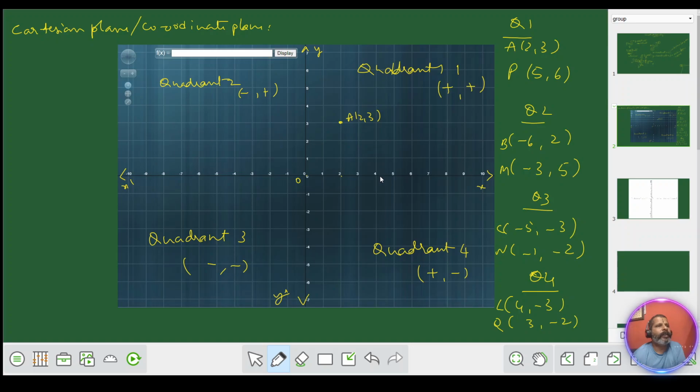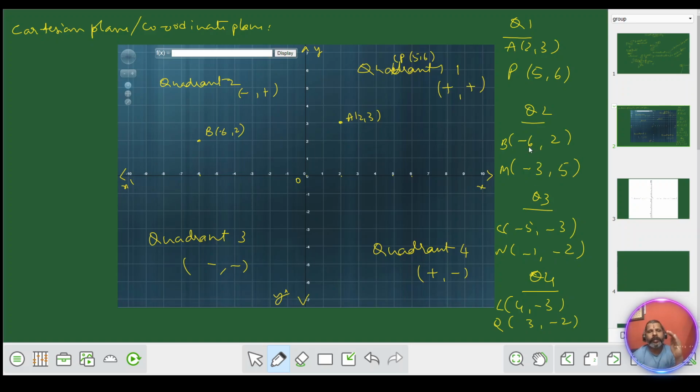P of 5 comma 6 means 5 units from the y axis is your x coordinate and 6 units from the x axis. P of 5 comma 6, here it is. Minus 6 comma 2 for B means the x axis coordinate is minus 6 and 2 units here. Here it falls, B of minus 6 comma 2.